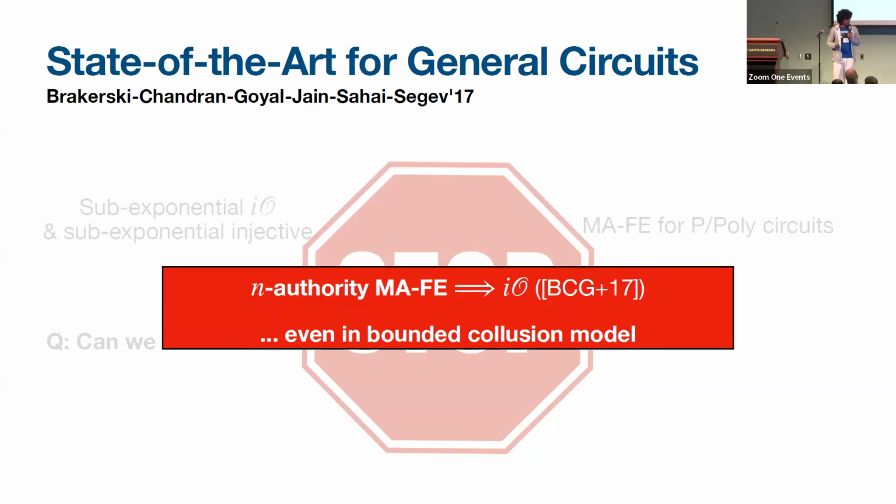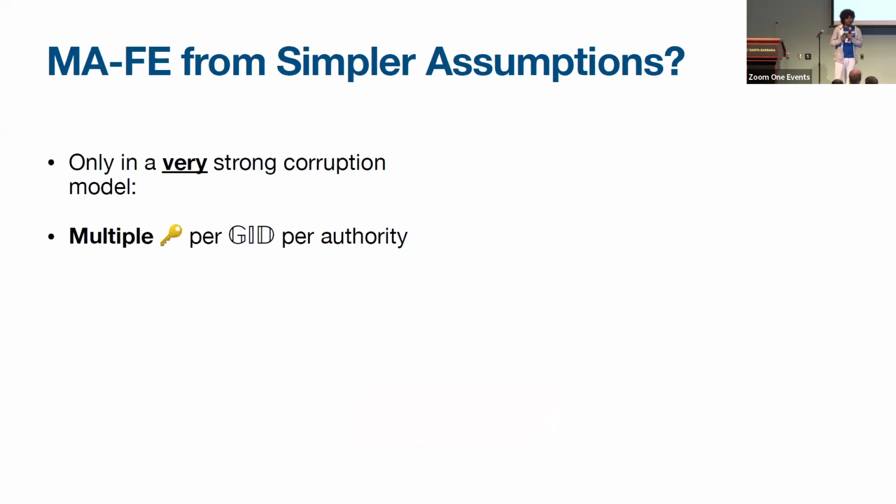However, all hope is not lost. A closer look at this implication shows us that this implication works only in a very strong corruption model. What do we mean by a strong corruption model? It is where the adversary can corrupt multiple secret keys for the same GID from any authority.